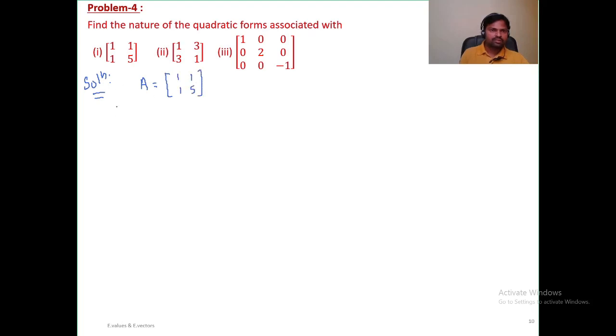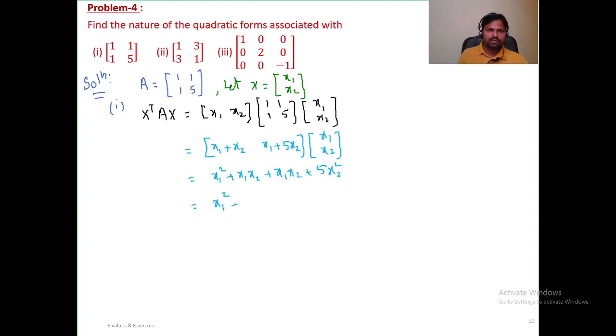Okay, first one. So therefore what is the quadratic form? Let x be, since it is 2 by 2, you have to take here 2 by 1, x1 x2 or x y, you can take your wish. Then you generate the quadratic form x transpose A x. This is the quadratic form. Now what is x transpose? It is the row vector x1 x2. After that the matrix A is 1 1 1 5, times x1 x2 column.